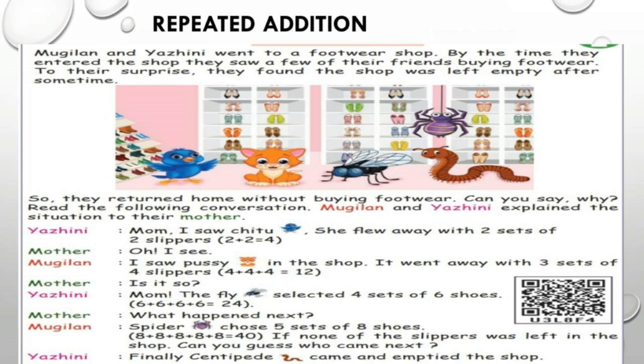Mugilan replied, "Spider chose 5 sets of 8 shoes." 5 sets of 8 shoes means 5 times 8. 8 plus 8 plus 8 plus 8 plus 8 is equal to 40. If none of the slippers was left in the shop, can you guess who came next? Yes, finally the caterpillar came and emptied the shop.